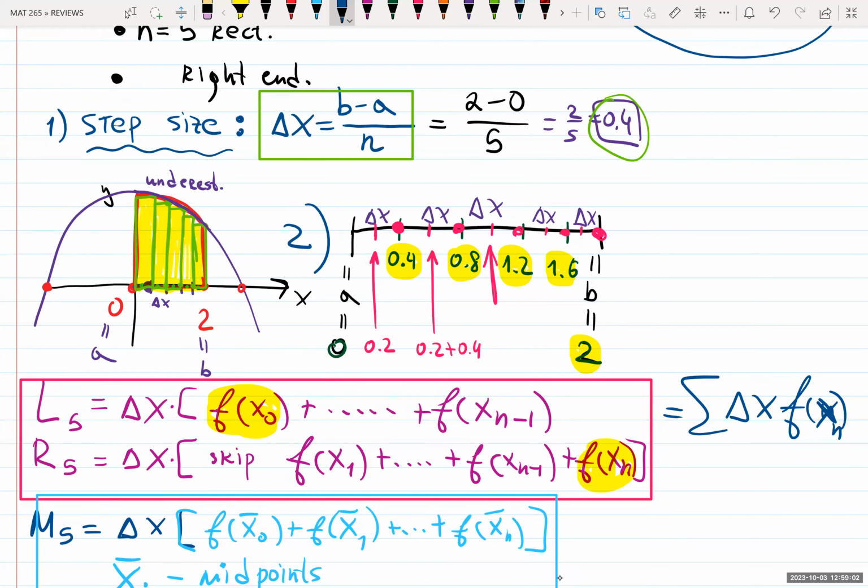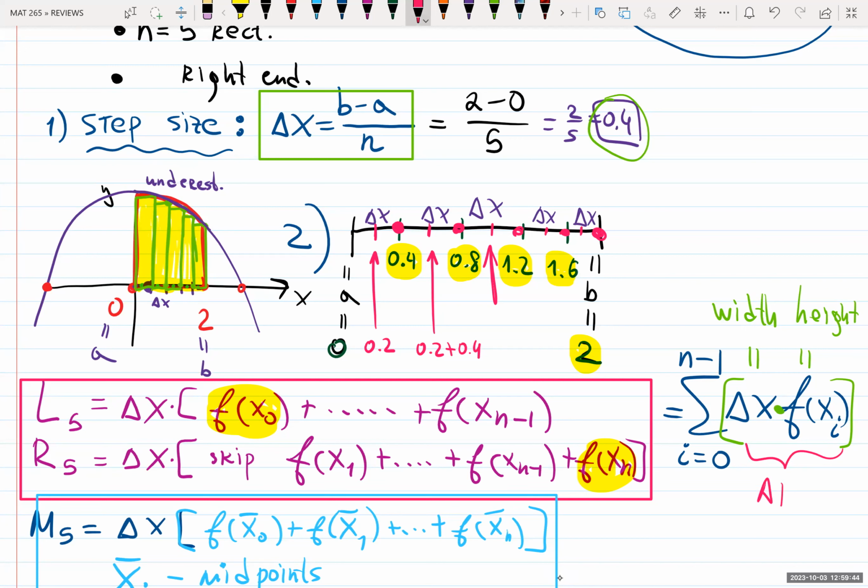So n goes for the left endpoint from 0. Let's call it i. i is a counter usually, x sub i. i starts from 0 for the left endpoint and doesn't go to the end for the right endpoint. And then for the Riemann sums, this is the area of each rectangle, where delta x is the width of the rectangle and f of the point, f of x0, f of x1, and so on, is the height of the rectangle.